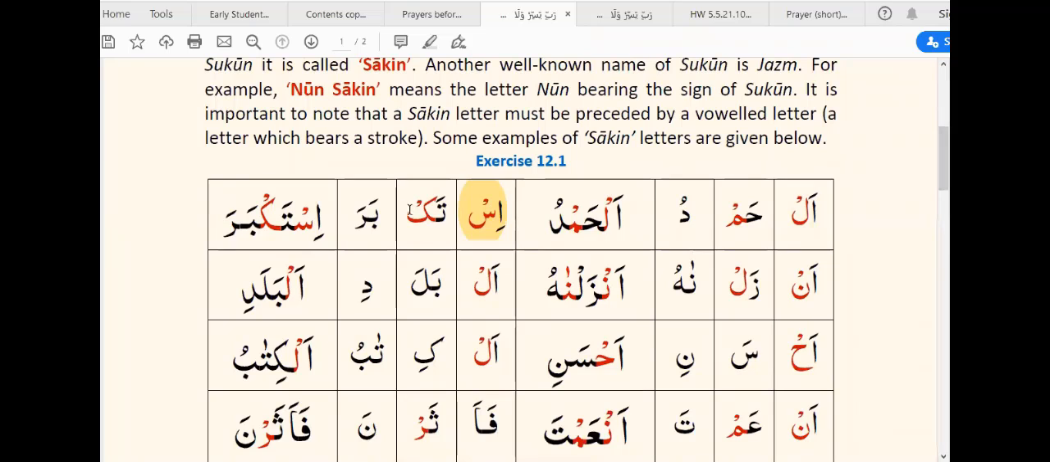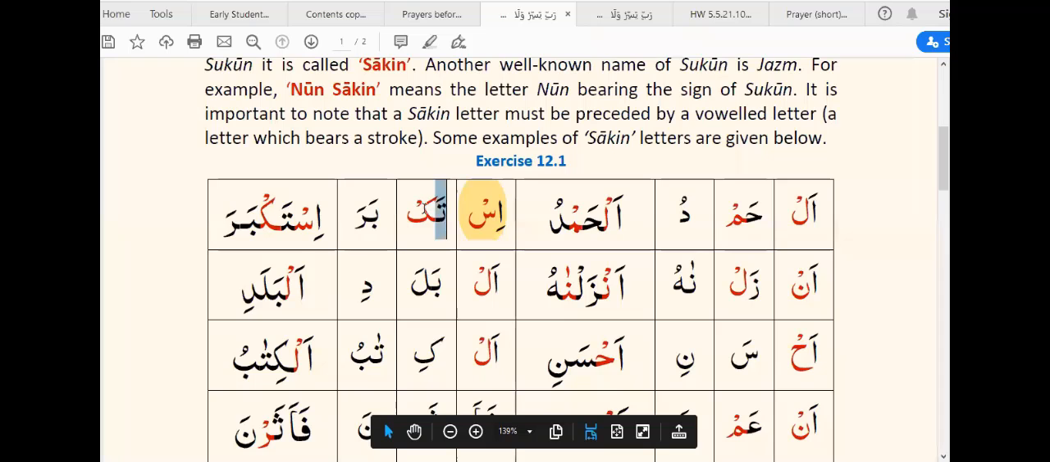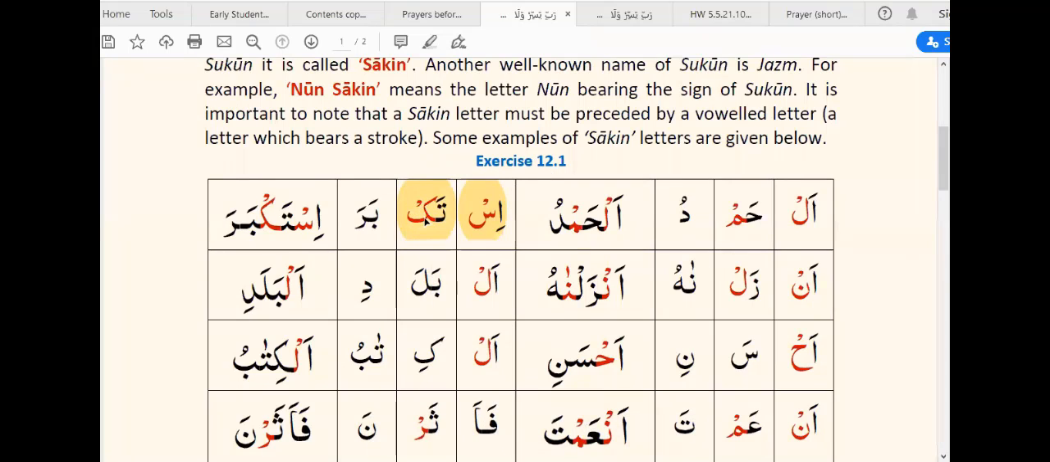For example, over here again, the letter kaf has sukoon on top of it, and letter ta has a fatha on top of it. So when we're going to join it, joining does not mean that you're not going to produce any sound, only because it doesn't have a normal stroke like a fatha, kasra, dhamma. So we are going to produce the sound tak. We're going to join the two letters, tak.